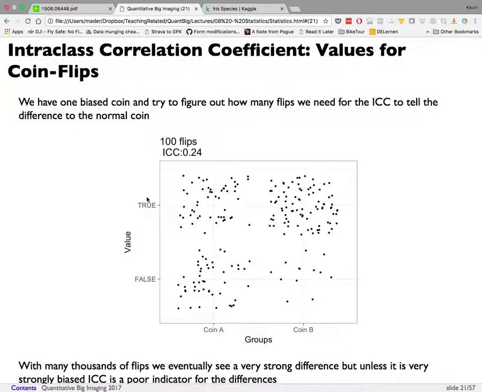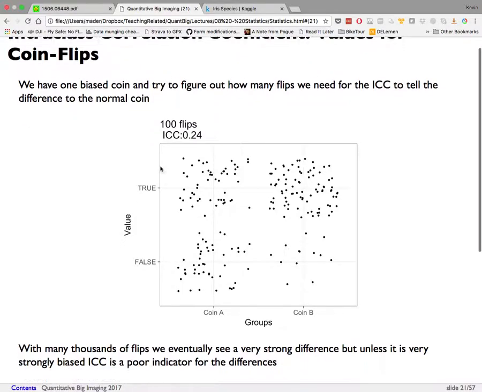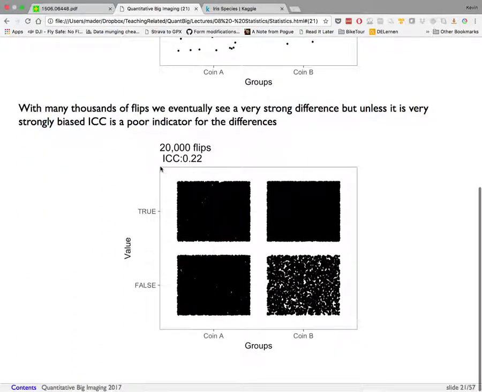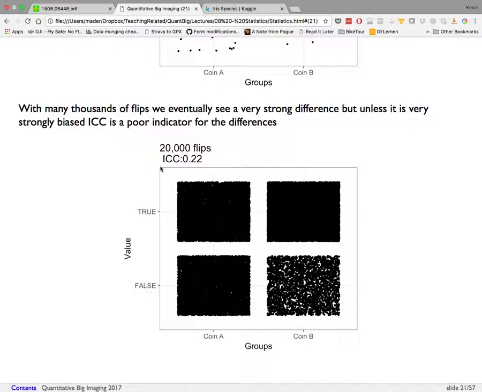We can do the same sort of thing for coin flips, where you have 2 coins that you're trying to compare, and you're trying to see how reproducible the flipping is. And of course, with ICC, it's a very poor indicator for a bias in a coin, unless the bias is very, very strong. And so we'll need other tools for actually starting to look at that. Yeah?